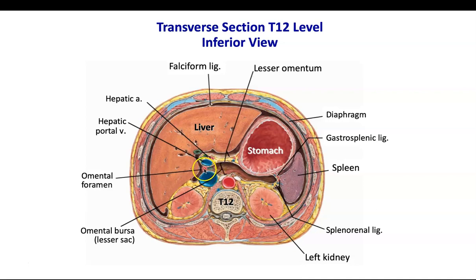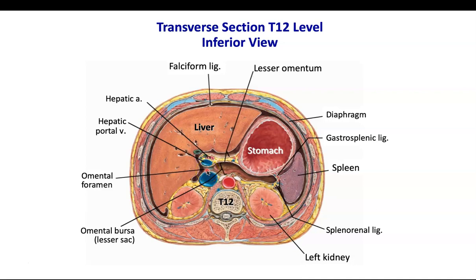Another important thing you can see here is the omental foramen. We call it the epiploic foramen, which is the communication between the greater peritoneal sac and lesser peritoneal sac. Lesser sac is around here, right? Now, this is the communication between the greater sac and lesser sac.